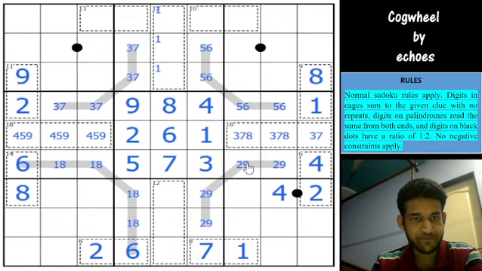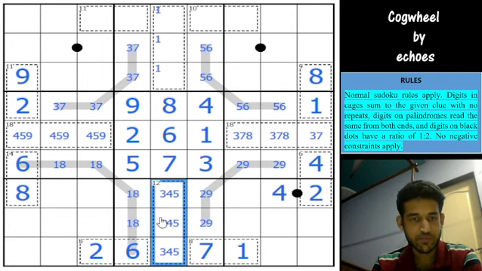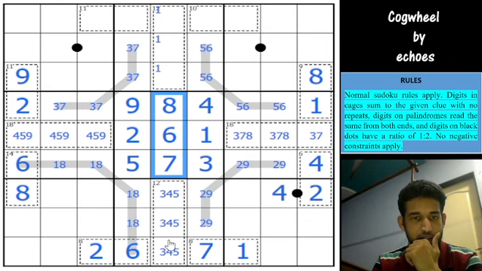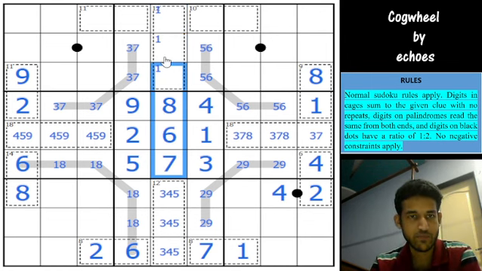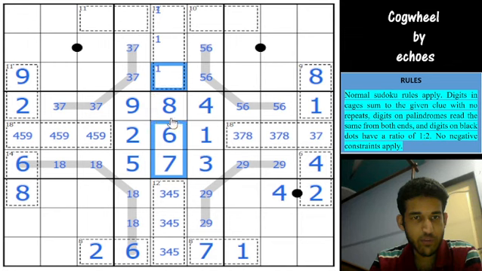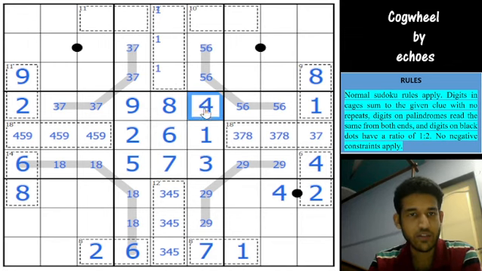Okay, so 279, 168. This must be 3, 4, and 5, right? 6, 7, 8, 3, 4, 5. So this must be 1, 2, and 9. I don't know why these blue boxes are behaving in a weird way suddenly. Did I click something else? Not sure. 1219.